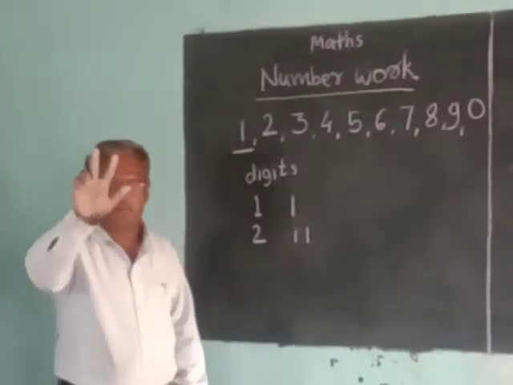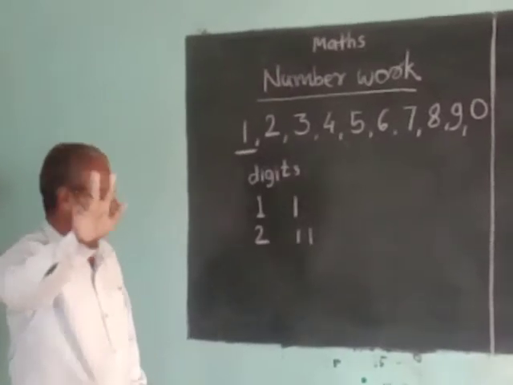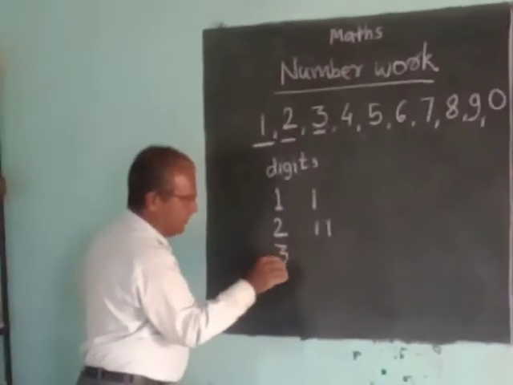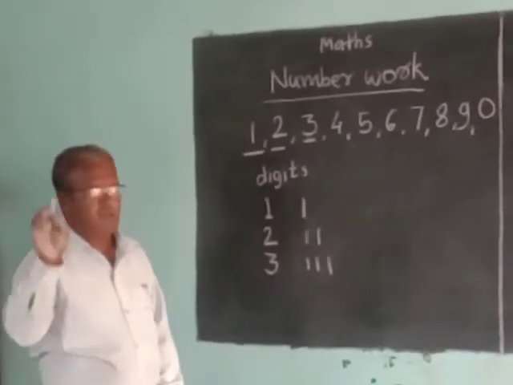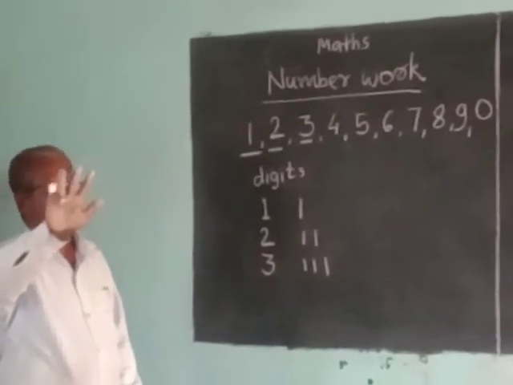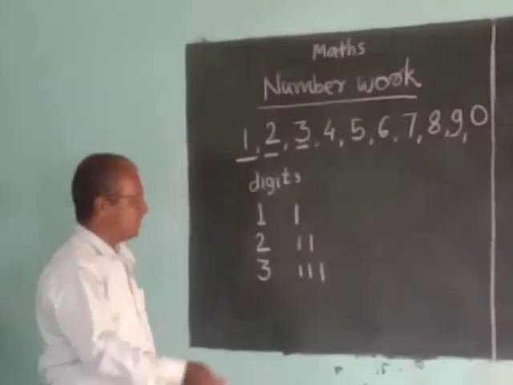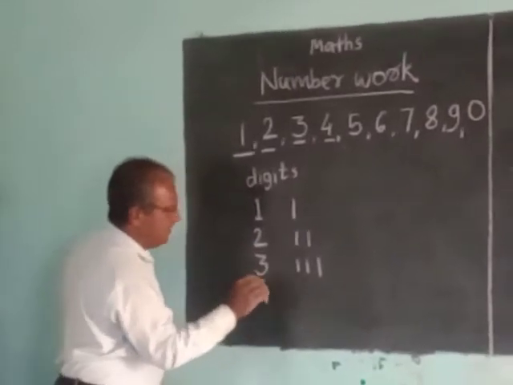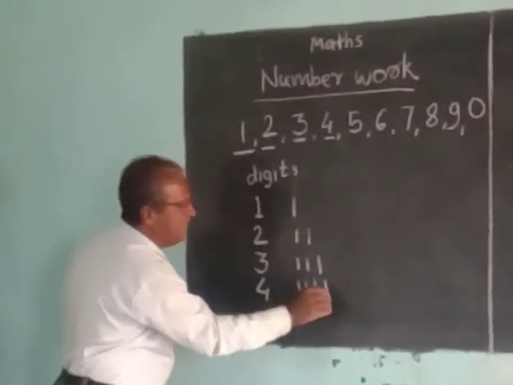Then I add the next finger. These are three fingers. The next symbol is 3. I draw 3 lines for 3. I add the next finger. Total fingers are 1, 2, 3 and it makes 4. This symbol is used to show 1, 2, 3 and 4.